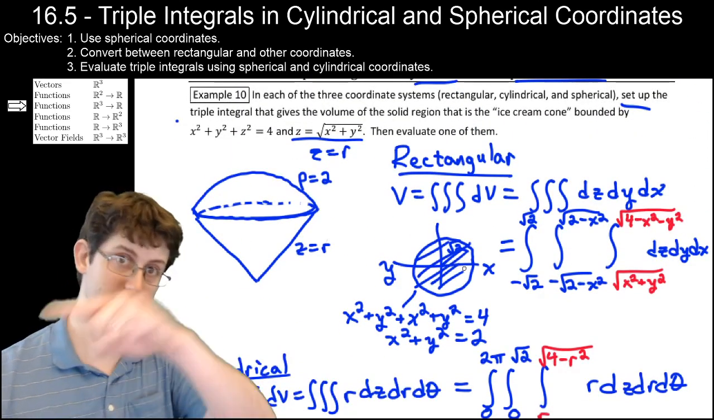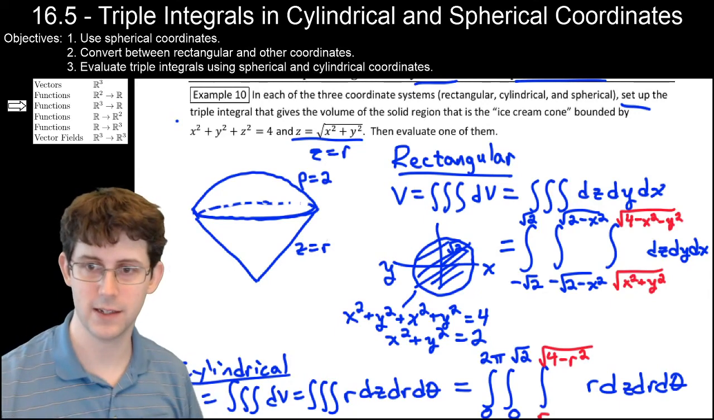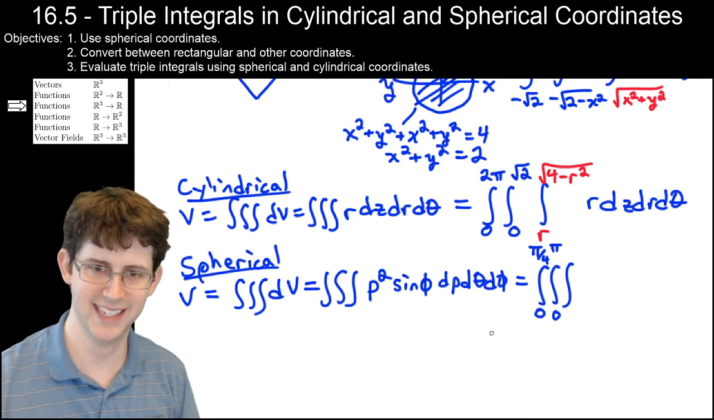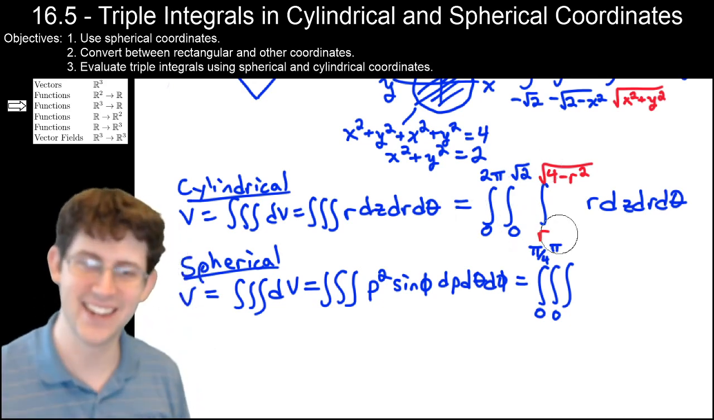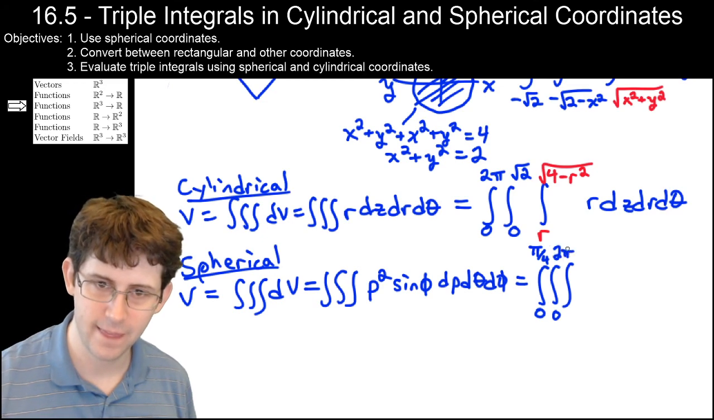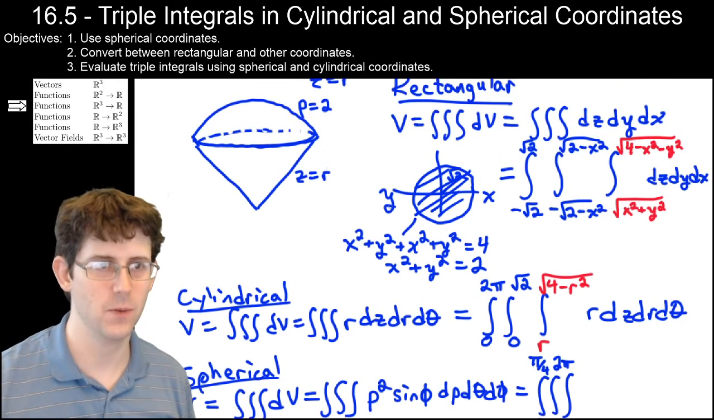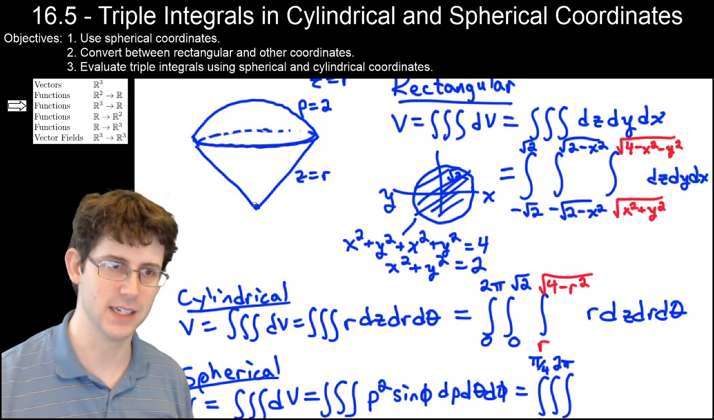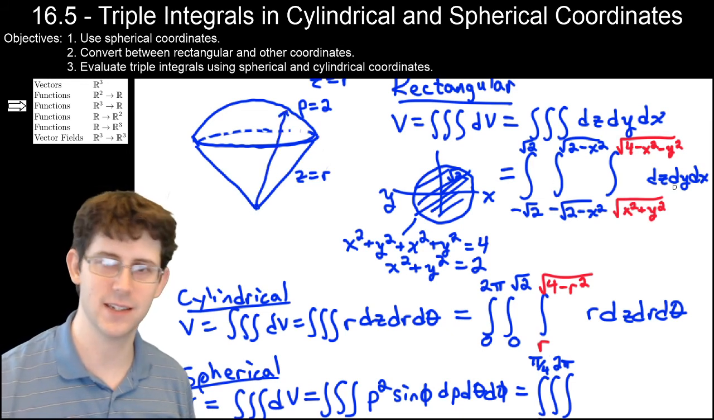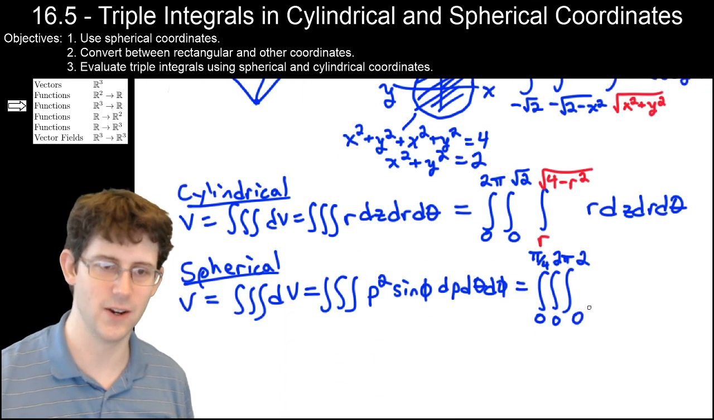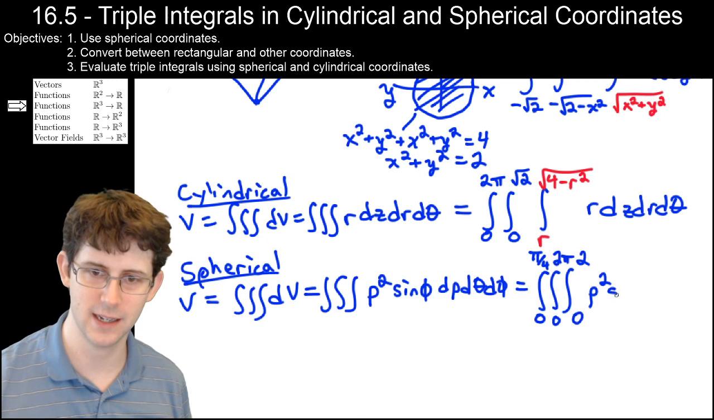The theta bounds, this cone goes all the way around. So theta goes from 0 to pi over 2. Whoops. All the way around goes from 0 to 2 pi. Once you've done that, what are the rho bounds? Well, the lowest rho is down here at rho equals 0, and the outermost bound is just rho equals 2. So it turns out that in spherical coordinates, this is just awesome. The bounds are all numbers.